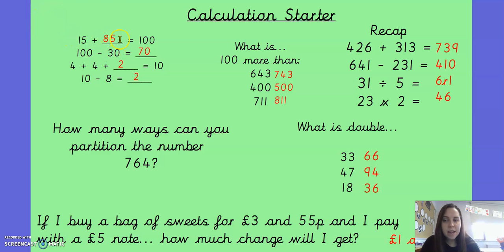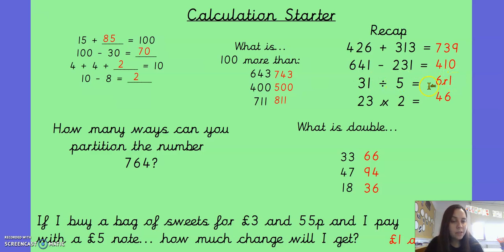15 add 85 equals 100, 100 subtract 30 equals 70, 4 add 4 equals 8, so add 2 equals 10, so 10 subtract 8 equals 2. 100 more than 643 is 743, 100 more than 400 is 500, 100 more than 711 is 811. 426 add 313 is 739. 641 subtract 231 is 410.